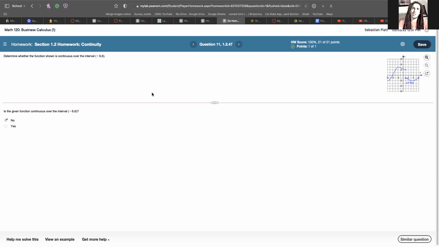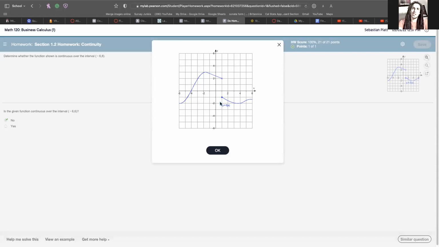All right. Determine whether the function shown is continuous over the interval -6 to 6. And clearly the answer is no for two reasons. Number one, the 2 points on the graph are not connected. And number two, even if they were connected, there's an open circle here at the point (1, 2). So for those two reasons, this is not continuous. You have to pick up the pencil several times.